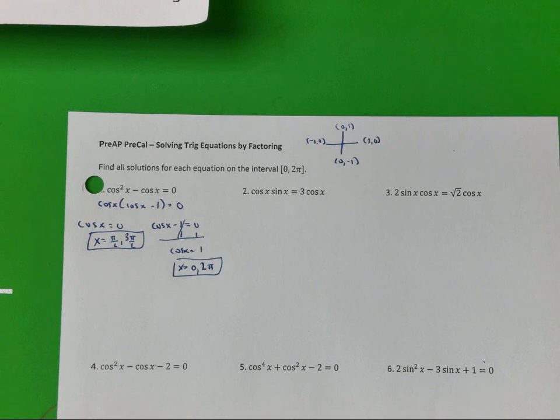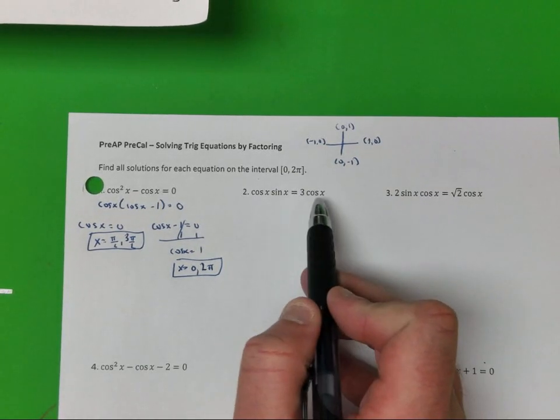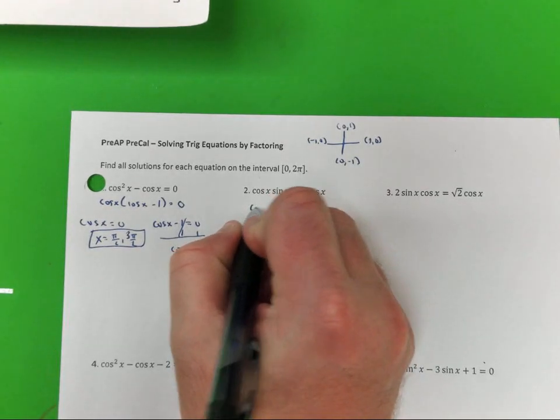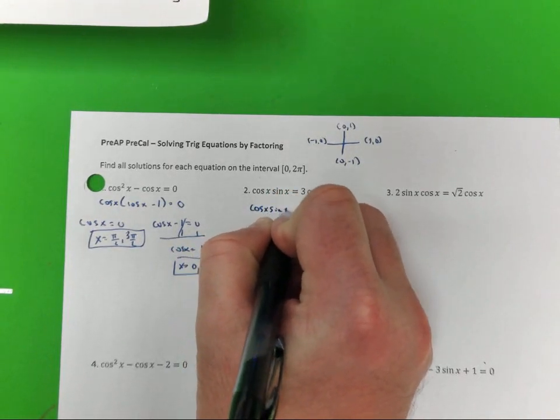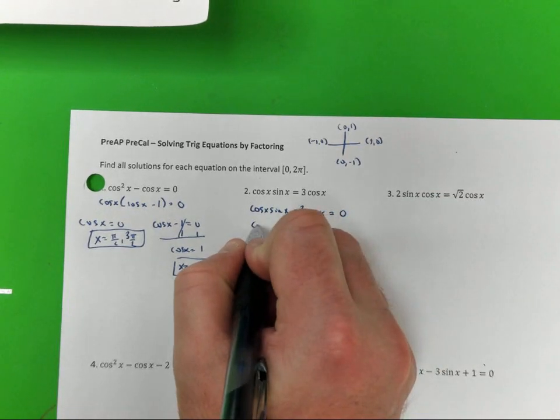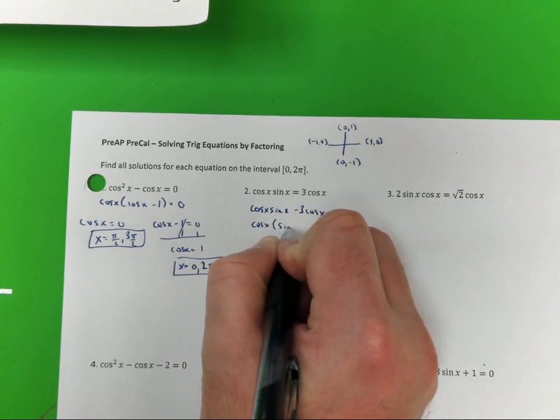All right, number 2: cosine x sine x equals 3 cosine x. You look at it and go, Mr. Escher, I wouldn't know what to do with that. Well, you have to train your mind to think, if they have something in common, then you factor something out. If I move this over and set it equal to 0, they both would have a cosine. So cosine x sine x minus 3 cosine x equals 0. Now I'm going to take a cosine x out.